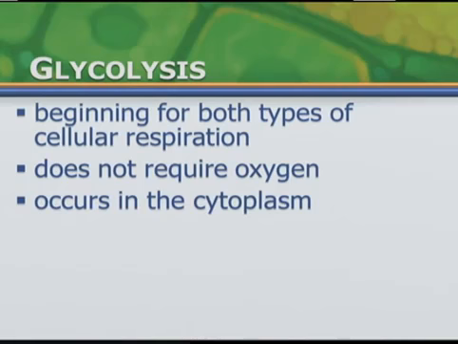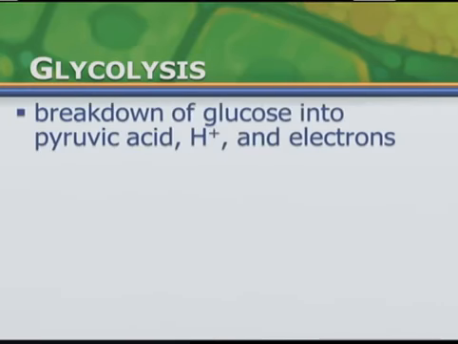This occurs in the cytoplasm of the cell. So just so you know, it occurs in the cytoplasm, but when we're done with glycolysis, the products of glycolysis will get sent then to the mitochondria to continue cellular respiration. But for now, glycolysis just occurs in the cytoplasm of the cell.